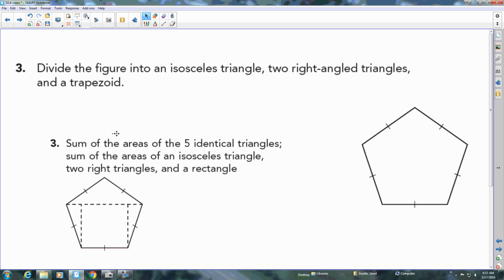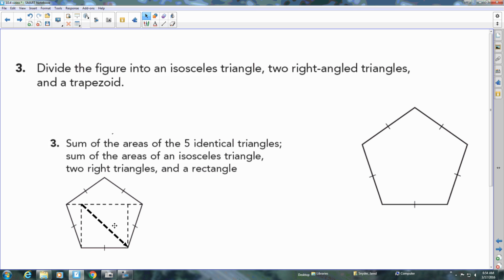So divide the figure into an isosceles triangle, two right triangles, and a trapezoid. Okay. So the sum of the area of the 5 identical triangles. So they didn't go far enough. They have 1, 2, 3. They should have another one like this. So you get 1, 2, 3, 4, 5 identical triangles. So you would add them all up.